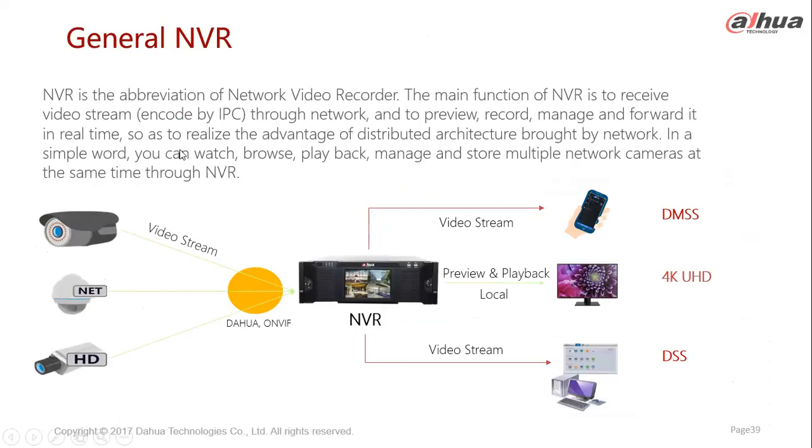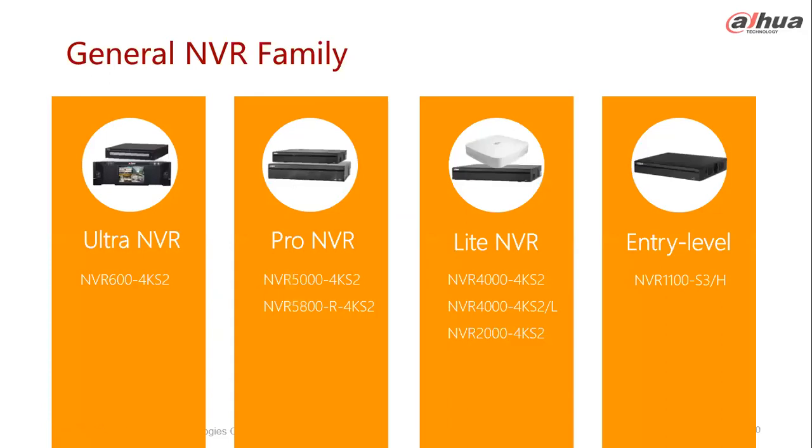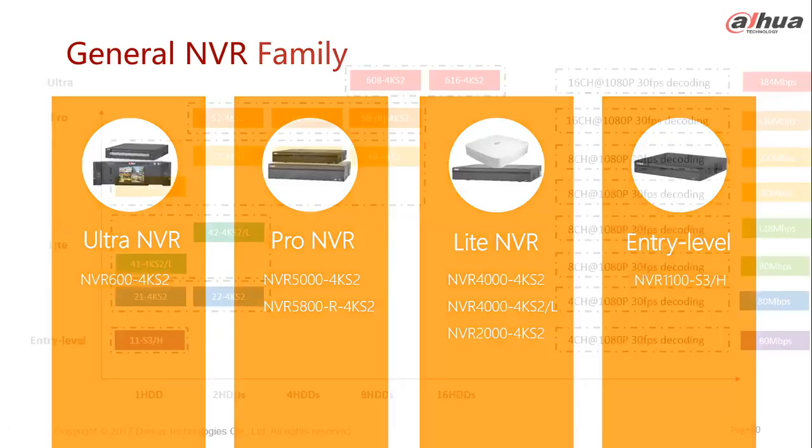So maybe apart from moving from the AI NVR, we talk about general NVR, including functions like you can connect Dahua cameras and other cameras. You can do monitoring from your phone. You can do 4K display on your screen, and also you can have a platform that you can do management of the devices. The general NVR family comes in different categories: the Ultra NVR, Pro NVR, Lite, and entry level, from Series 1, Series 2, 4, 5, and 6.